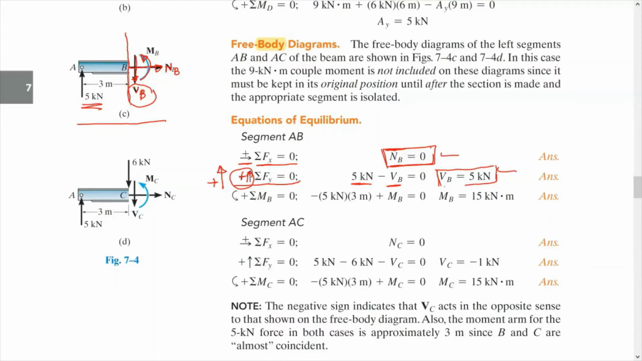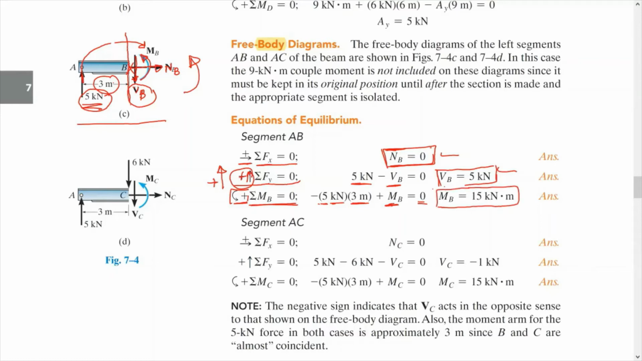What about the moment? The moment here, if we take the summation of moment at point B equals 0, assume it's positive counterclockwise, as you see here, guys. Okay. So here we do have moment MB positive because we assumed it in this way, so it's going to be positive counterclockwise, minus this force here is going to rotate the beam clockwise, so it's going to be minus 5, which is the magnitude of the force, times 3, which is the distance. So minus 5 times 3, and this equals 0. So the moment at point B is equal to 15 kilonewton meter.